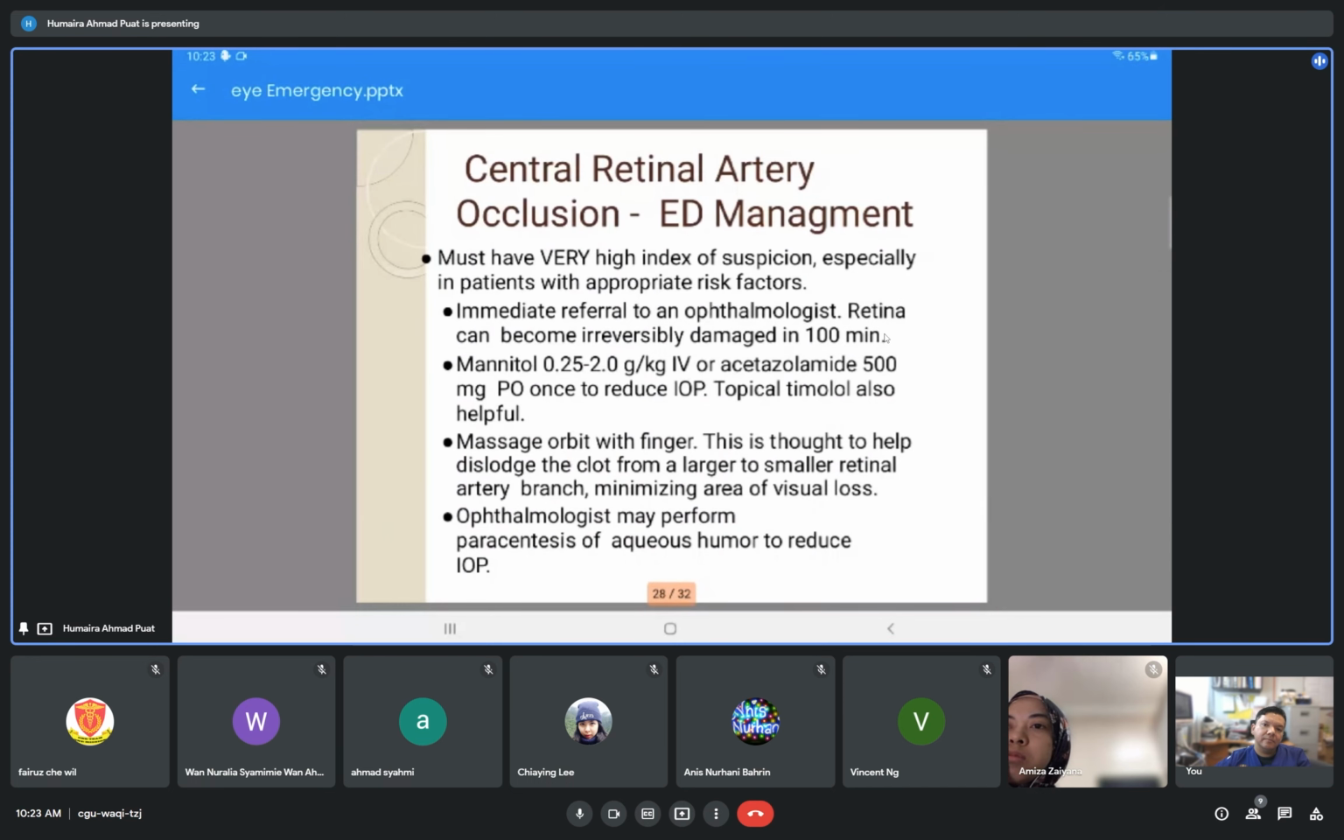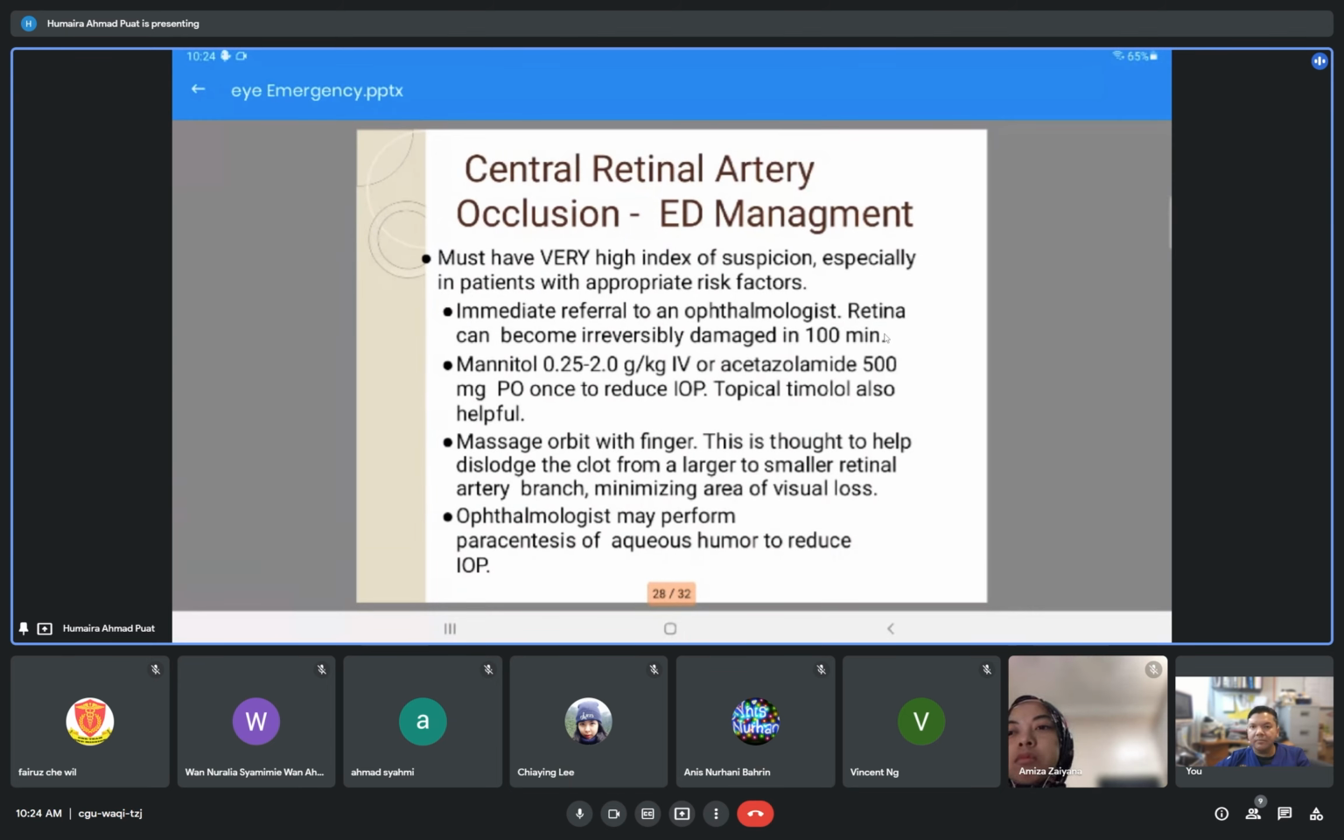For management, we must have a very high index of suspicion, especially in patients with appropriate risk factors: hypertension, age more than 70, dyslipidemia, diabetes. We can immediately refer to an ophthalmologist, because the retina can be irreversibly damaged in 100 minutes. We can give mannitol or acetazolamide to reduce the intraocular pressure, and topical timolol can also be helpful.